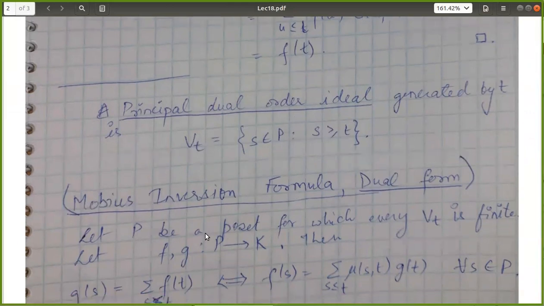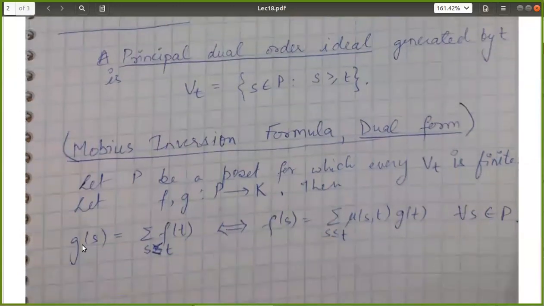And for the principal dual order ideal, we have a dual form of the Mobius inversion formula, which says that if P is a poset such that V(t) is finite for every T, and f and g are two functions from P to K, then g(s) is the summation of f(t), summation taken over all s less than equal to t, if and only if f(s) can be represented as the summation of mu(s,t) g(t), again s less than equal to t. And both the definitions of g and f remain valid for every value s of P. The proof is pretty much similar. The only thing you notice now is that mu(s,t) acts on the function g from the left.